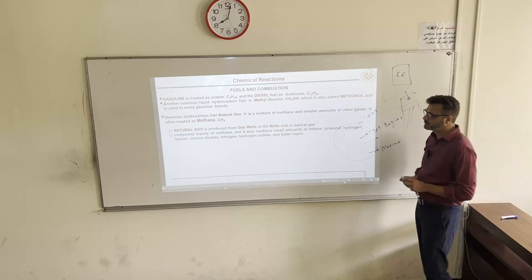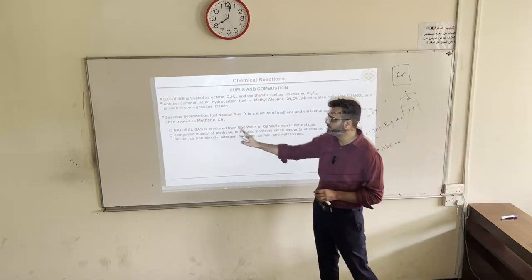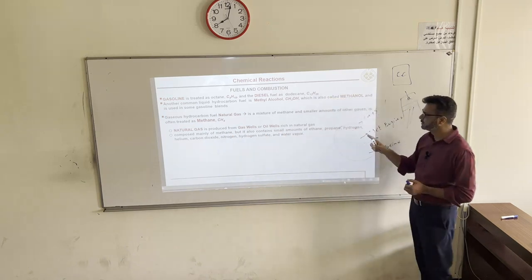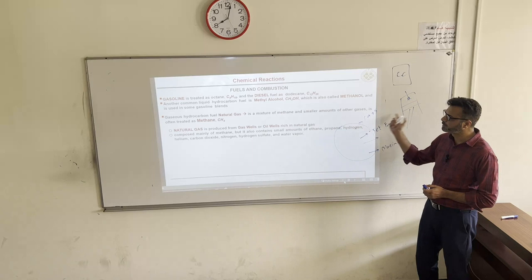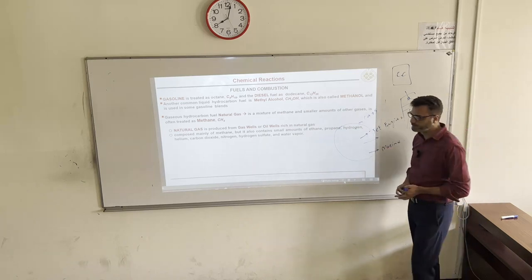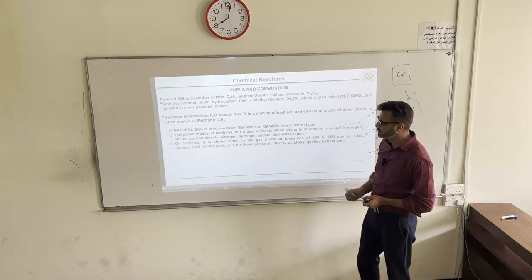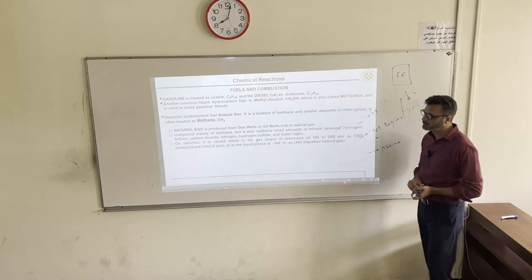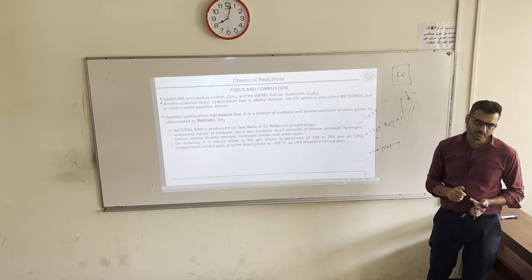The composition of natural gas is mainly methane. 80 or 90% is methane. The rest could be small amounts of ethane, propane, hydrogen, and many other small constituents. If you want to use it in vehicles or transport it from one location to another, we have to convert it into liquid.